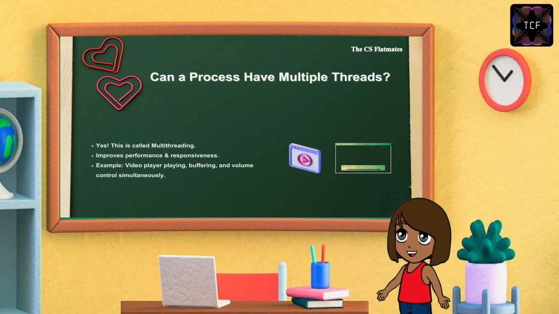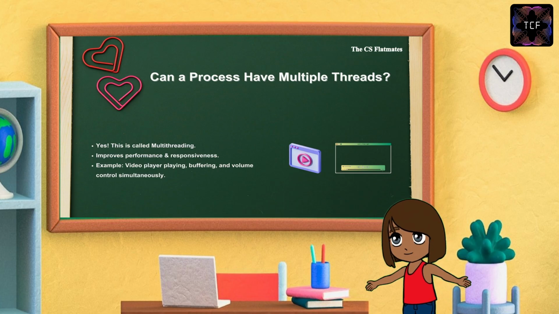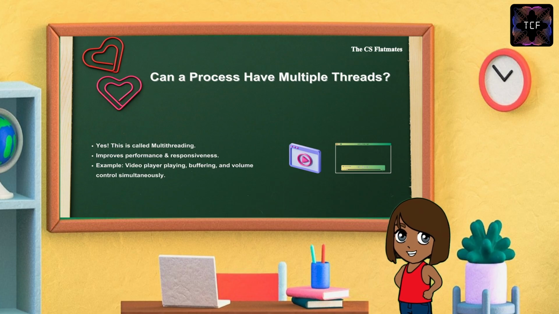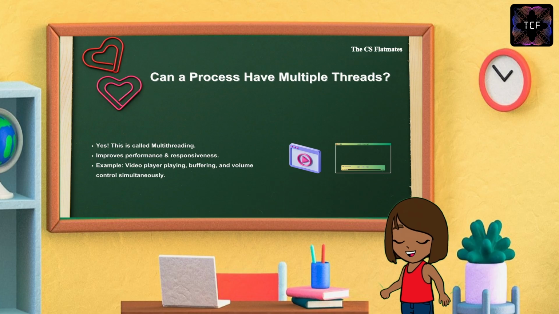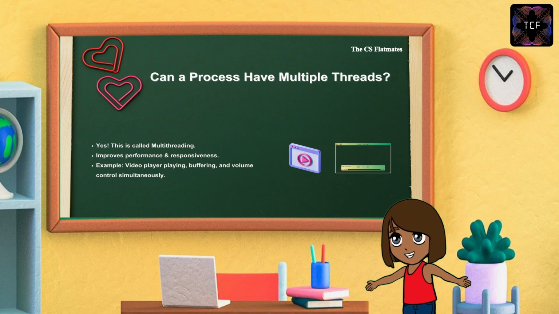Can a process have multiple threads? Yes, a process can have multiple threads working together. This is called multi-threading. Example: in a video player app, one thread plays the video, another thread loads the next part, another thread handles volume control. This makes the app smoother. Without threads, every action would wait for the other to finish.